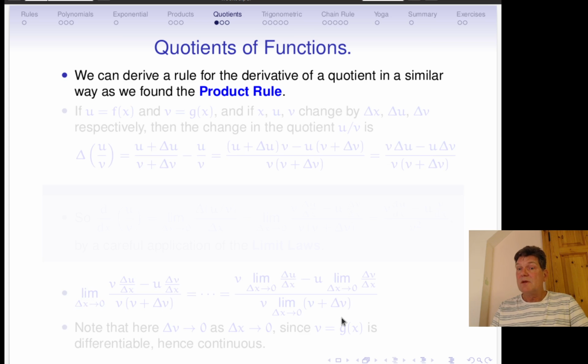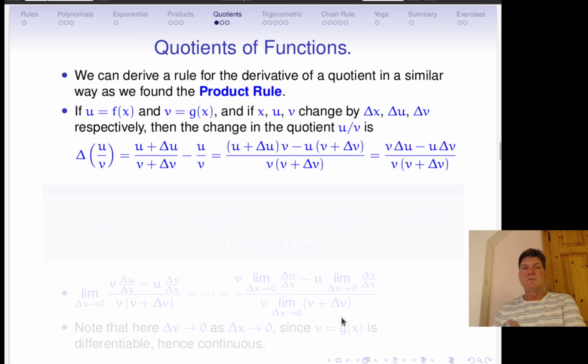In a similar way as we set up the reasons for why the product rule is the way it is, using the same setup, having a quantity u as a function f of x and a quantity v as a function g of x, we let x change by delta x, and then u and v change by delta u and delta v respectively, and then we can calculate the change in the quotient u over v as the quotient of the bigger values, u plus delta u divided by v plus delta v, minus the original quotient, u over v, which, when we bring this on a common denominator, v times v plus delta v, gives this expression that simplifies to v times delta u minus u times delta v divided by v times v plus delta v.